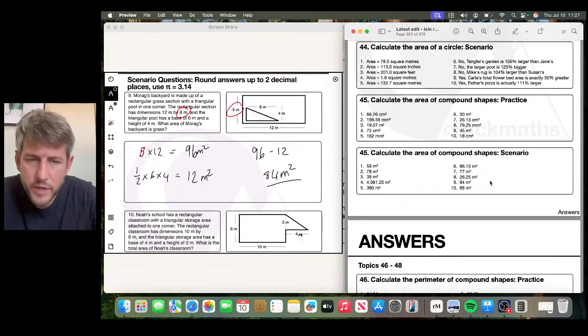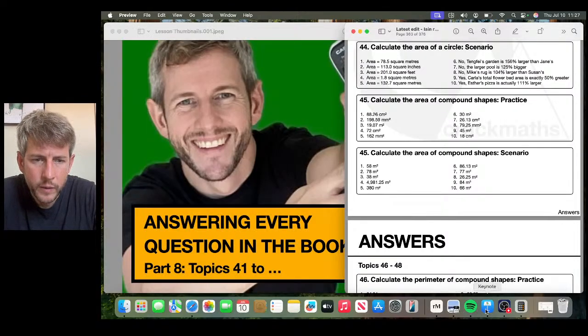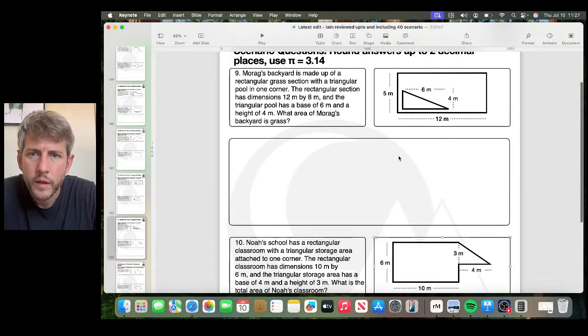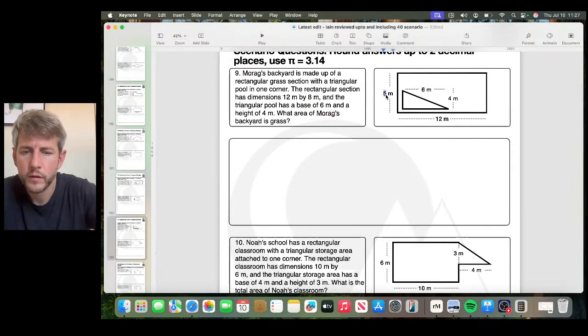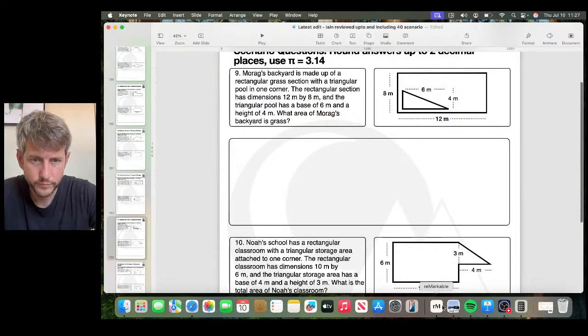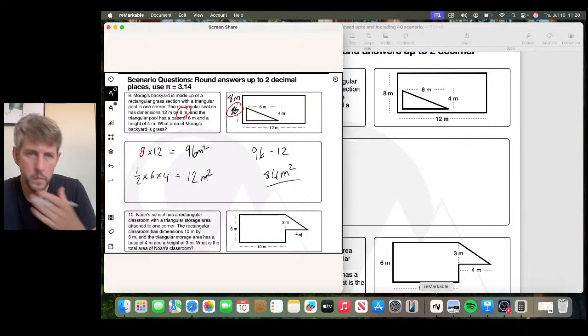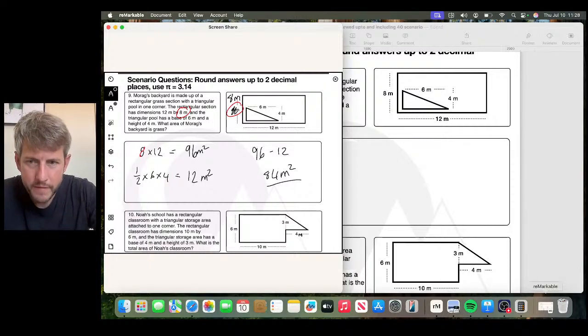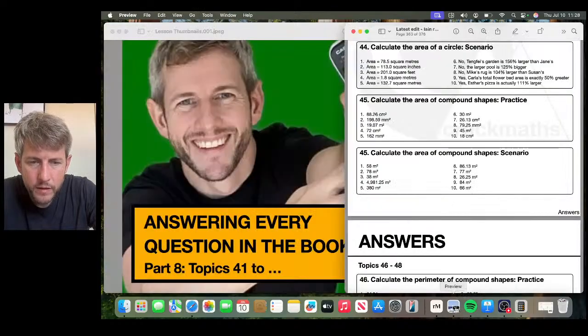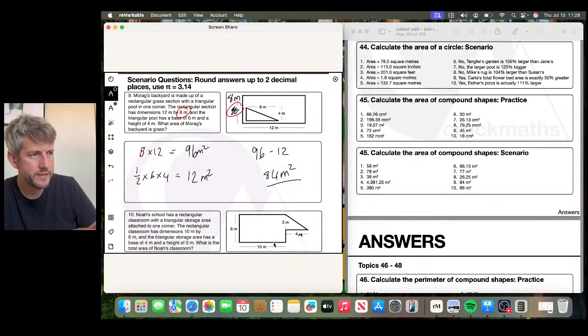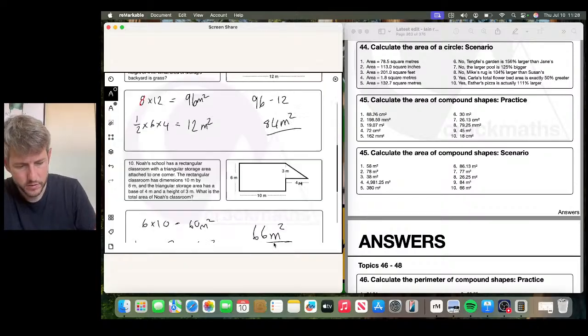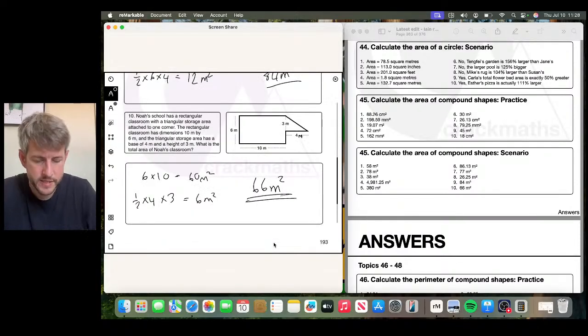Okay, so that was number 9. So we need to sort out that error. Oh, that wasn't what I wanted to do. It was here. Okay, right, that's fixed. I'm going to scribble that out and write 8, just so that I know what I've done. And then the last question here, we've got 66 meters squared.